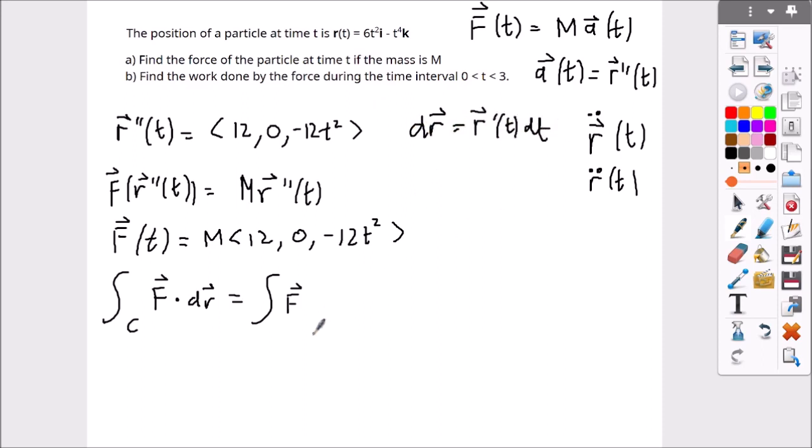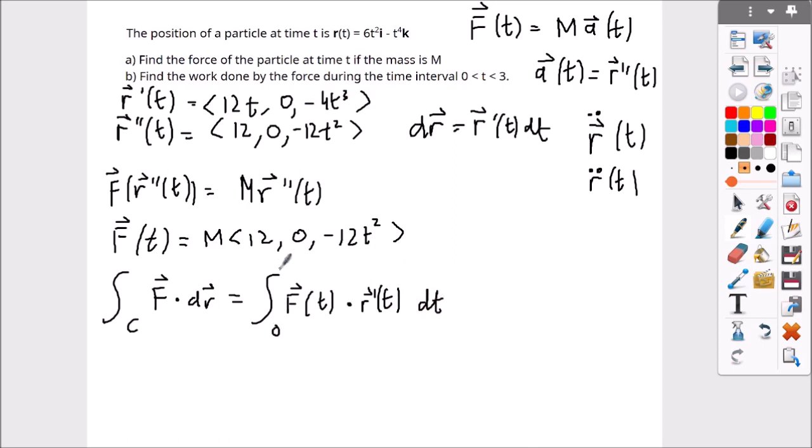So it's just r prime, right? So it's F of t dot r prime of t. What's r prime? We need to calculate r prime. R prime is 12t, 0, minus 4t to the third power. So the integral of F of t dot r prime of t dt, where t is from 0 to 3 because that's given to us.